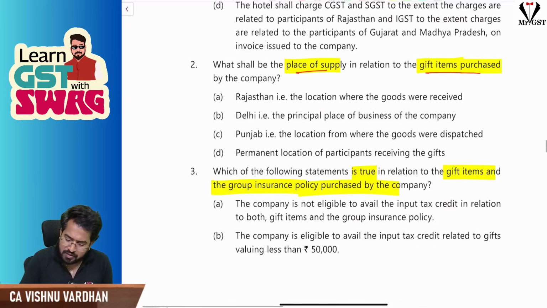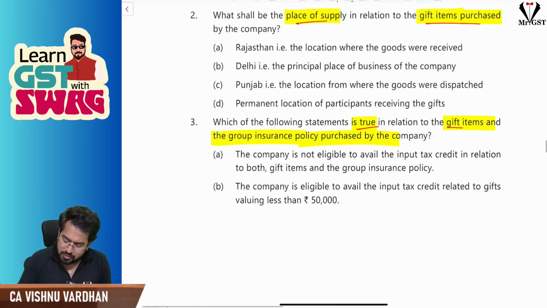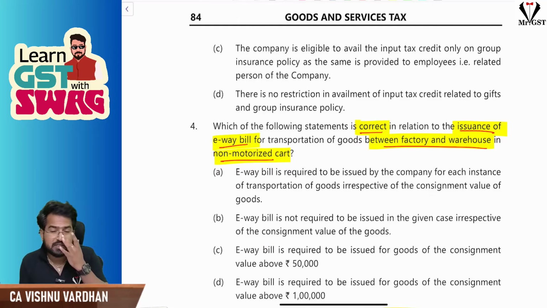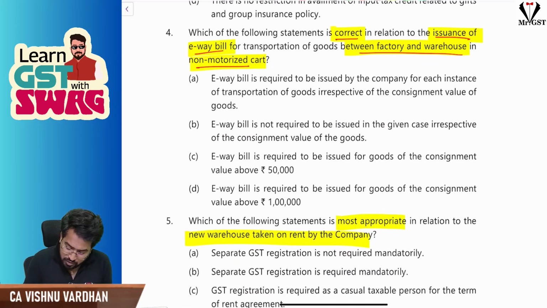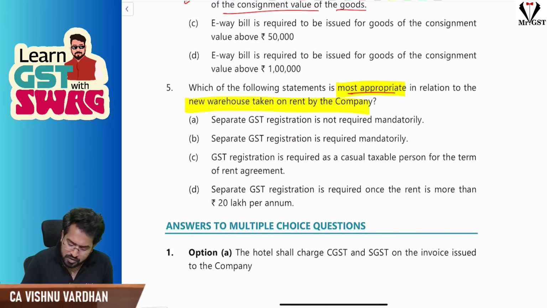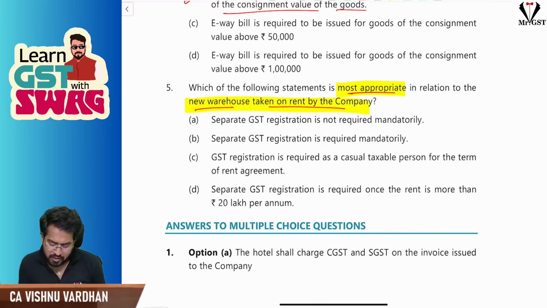Next, place of supply for gift items purchased. What is the true statement with respect to gift items and group insurance policy purchased? What is the correct statement with respect to issuance of e-waybill between factory and warehouse in a non-motorized cart? If you are transporting in a non-motorized cart, it is exempt from generation of e-waybill. So e-waybill is not required to be issued in the given case, irrespective of the consignment value. No matter whatever the consignment value is, if it is a non-motorized cart, no need to generate e-waybill. Most appropriate statement with respect to the new warehouse taken on rent by the company. It is regarding whether GST registration is required or not.